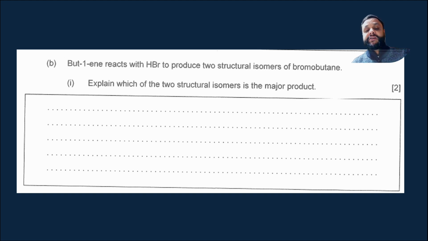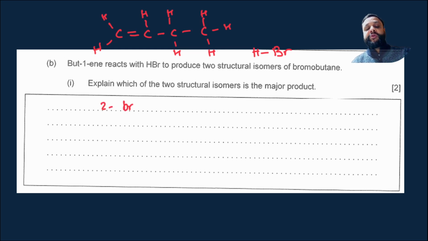So let me draw but-1-ene here. We have C double bond C, we have an H, an H, and an H here, and we have CH2 and CH3. If we add HBr, one possibility is that H will go where there are more H, according to Markovnikov's rule, and our product will be 2-bromobutane.